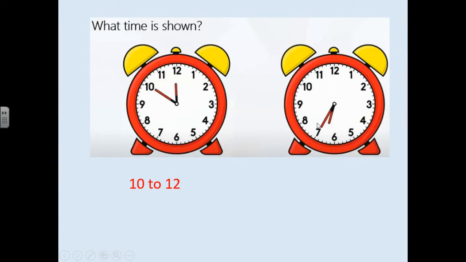Okay, finally we're going to look at this clock here. The hour hand is just before 7. The minute hand is on 7. So we need to find out how many minutes are left to 7 o'clock. So we're going to start from here and count in 5s. How about you count with me? 5, 10, 15, 20, 25. So it is 25 minutes left to 7 o'clock. So it's 25 minutes to 7 or 25 to 7.